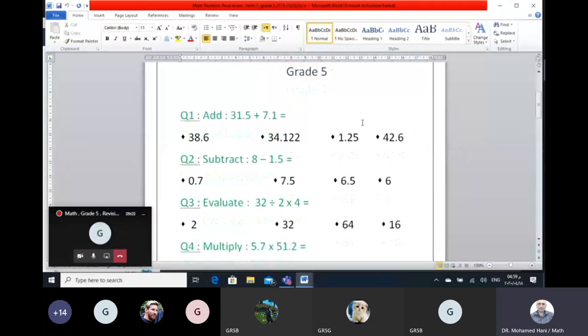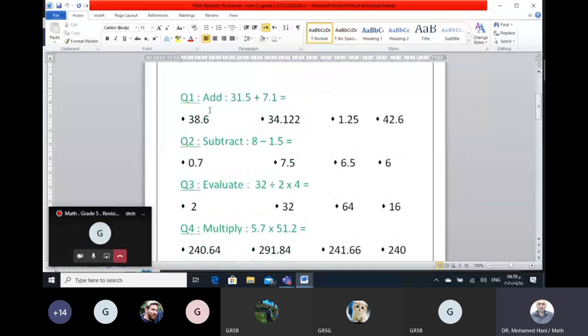Math grade 5. Today we have revision for the final exam, term 2. The first question: add 31.5 plus 70.1. I want all of you to write this question in your paper and solve it, and tell me what the answer is. Is it the first one, the second one, the third one, or the fourth?